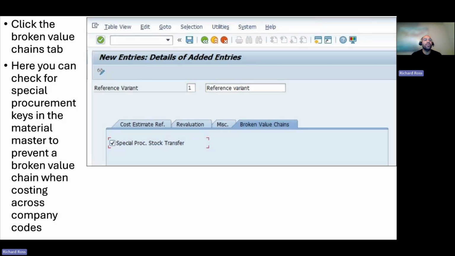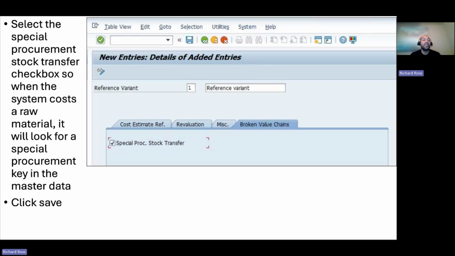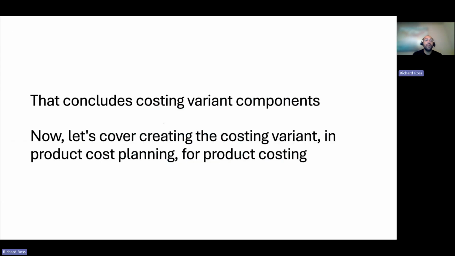Click the Broken Value Chains tab. Here, you can check for special procurement keys in the Material Master to prevent a broken value chain when costing across company codes. Select the Special Procurement Stock Transfer checkbox so when the system costs a raw material, it will look for a special procurement key in the master data. Click Save. That concludes costing variant components.